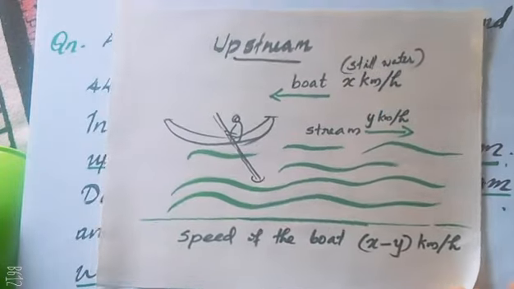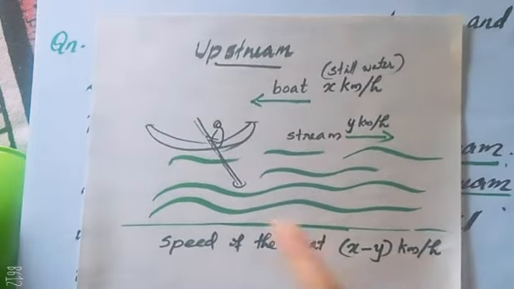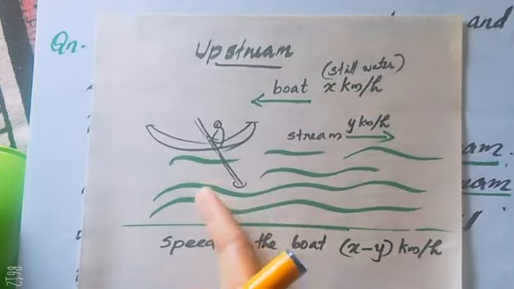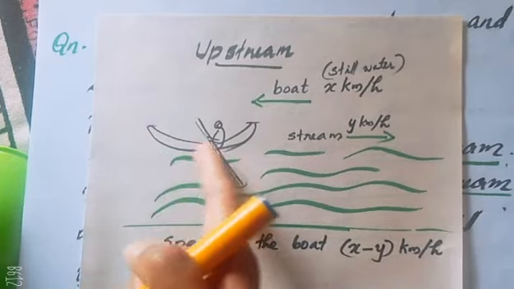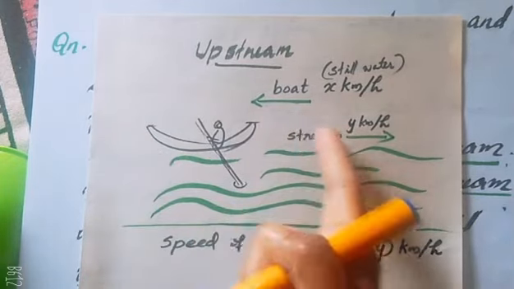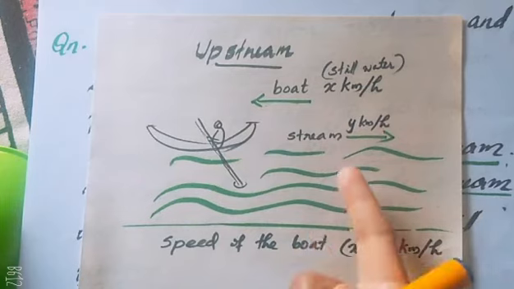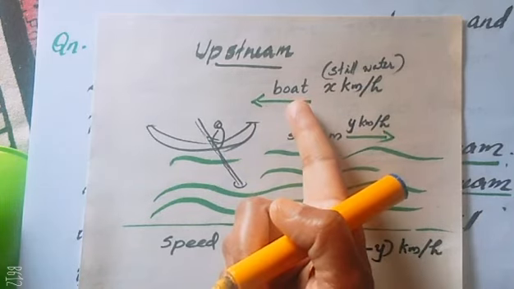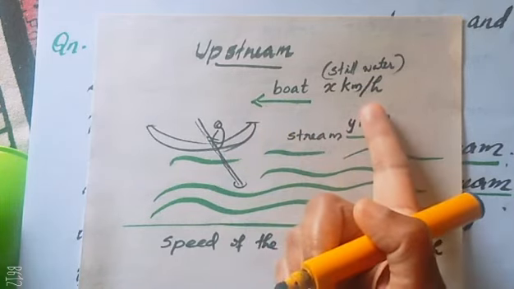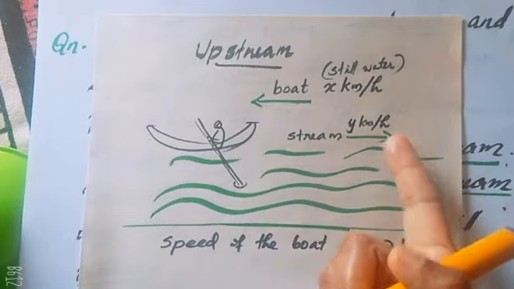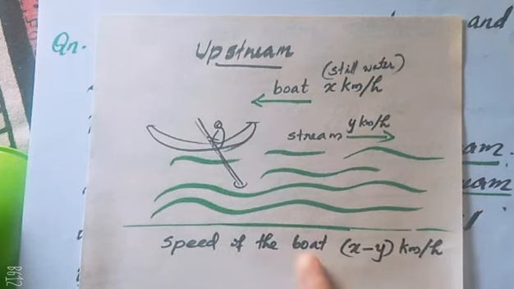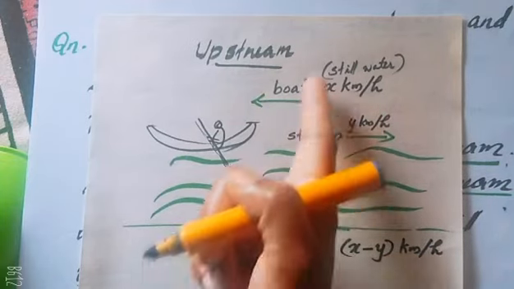Now see, this is upstream. This stream is flowing downwards, but the boat is going upwards. Both the directions are opposite, not the same. So, if we consider the speed of the boat in still water as x kilometer per hour and the speed of the stream as y kilometer per hour, then the speed of the boat in upstream will be x minus y kilometer per hour. It will be the difference of these two speeds.